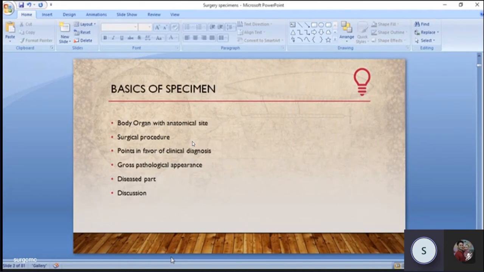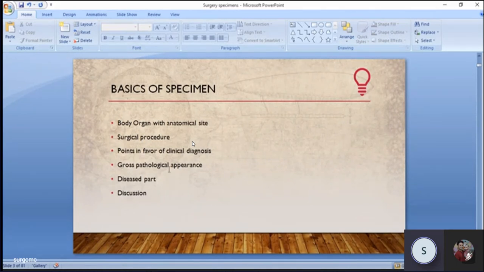What are the basics of specimen? There are certain points which we have to keep in mind: what is the body organ which we are seeing and at which anatomical site it was present. Second, what surgical procedure has been done to obtain that specimen. What are the points in favor of clinical diagnosis? That means why you are saying that this is the specimen of this part. So what are the points in favor of it?